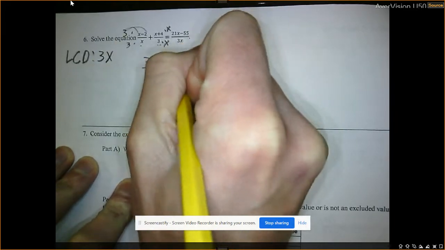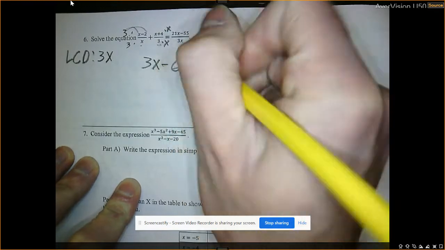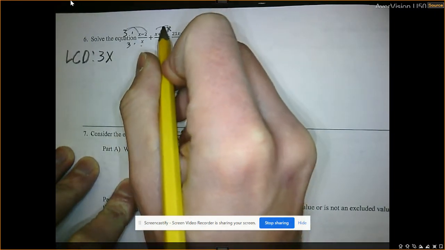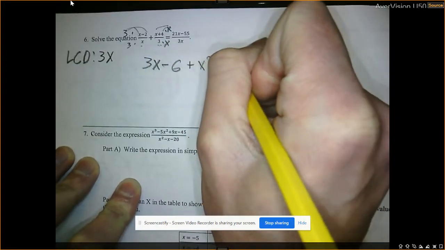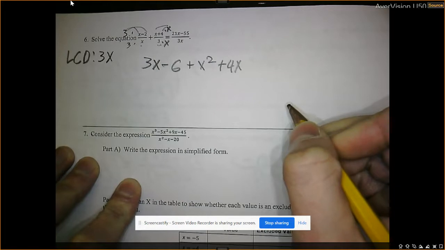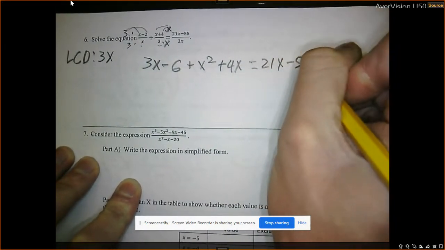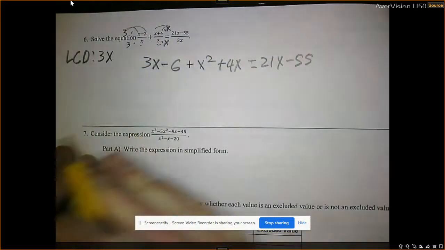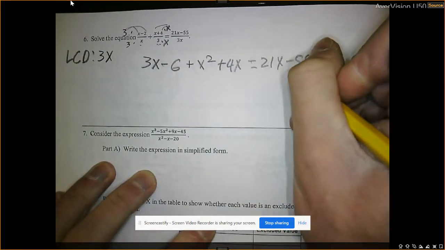Okay, now from there, I'm going to go ahead and distribute this in. So we get 3x minus 6, because 3 times negative 2 is negative 6. Okay, and then we have plus, again, I'm distributing this x now. We have x squared plus 4x, and that's that distributed. And then that just equals 21x minus 55. Okay, they would all be over 3x now, so I can just drop that denominator of 3x, and we can go ahead and start solving this using algebra.